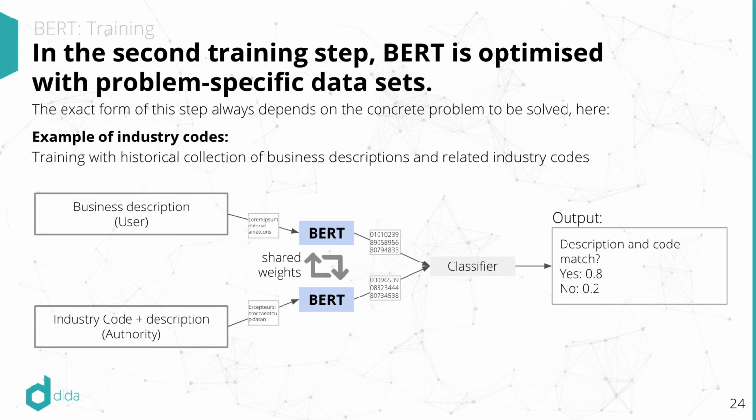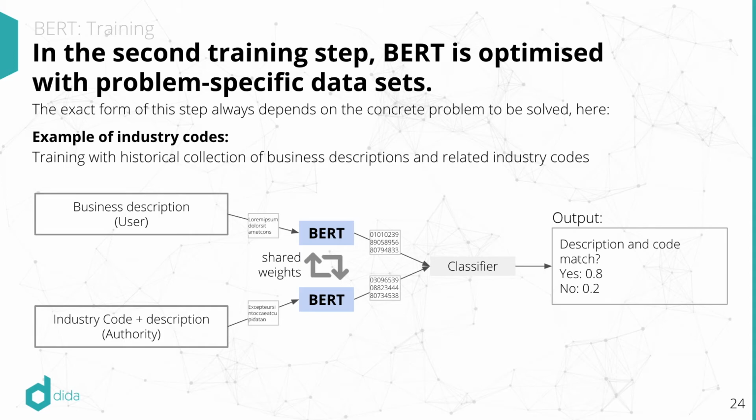The second training step is then meant to optimize BERT for your specific problem, and for this you need problem-specific data sets. How exactly this step looks like is always different depending on the concrete problem you want to solve. In this case, I demonstrated with the example of industry codes, and in order to train in this step, we were provided with a historical collection of business descriptions made by users and the corresponding industry codes.